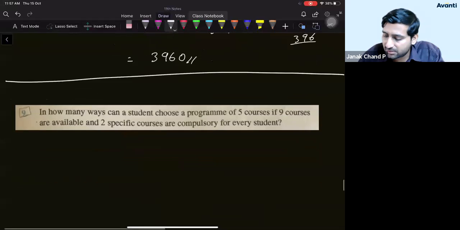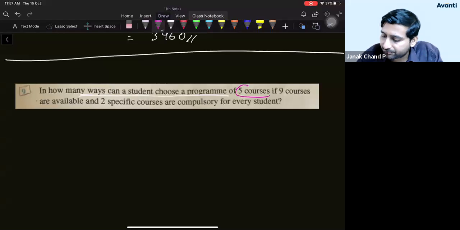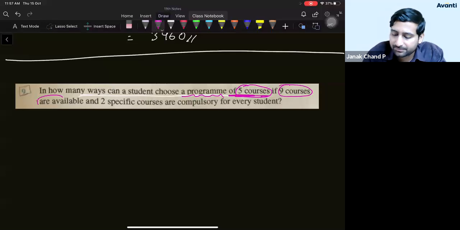Yes, let us try the next question. So this is also very interesting. Read the question carefully. In how many ways can a student choose a program of 5 courses? That means the total courses he should take is 5, right? He should choose a program, total number of courses is 5. Then if 9 courses are available, so that means he should choose totally 5, but 9 are available. Okay, fine. Further student, they're saying that 2 specific courses are compulsory for everyone. Okay, so very interesting question.